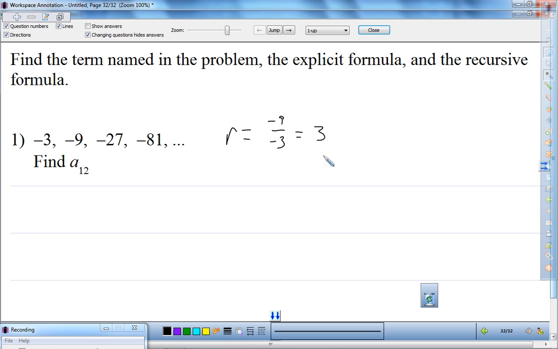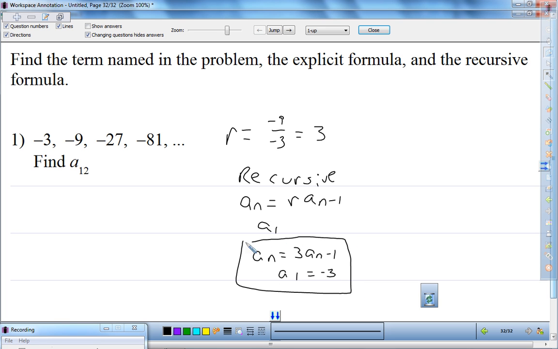Now we take the common ratio and plug it into our general form. Let's go ahead and find the recursive formula. Earlier I gave you the recursive formula as a sub n is equal to r times a sub n minus 1, because it's the term in front. Then we have to list what a sub 1 is. In this case, a sub n will be equal to r, which we found to be 3, times a sub n minus 1, and a1 is -3. That would be our recursive formula.